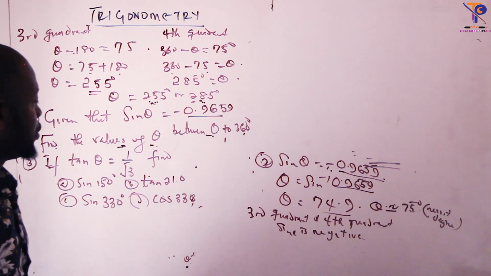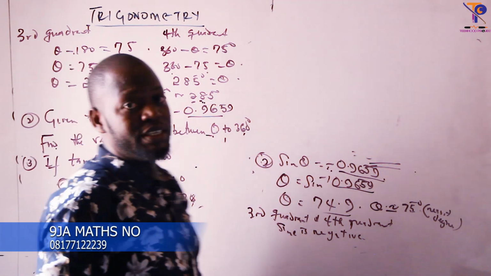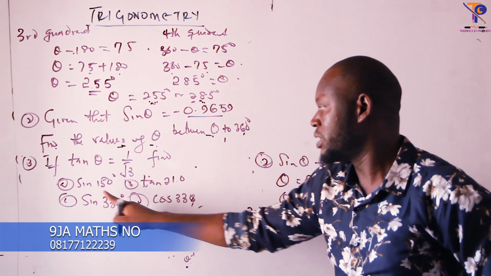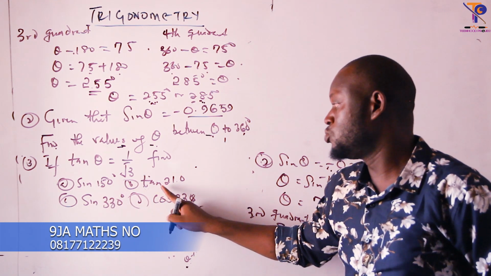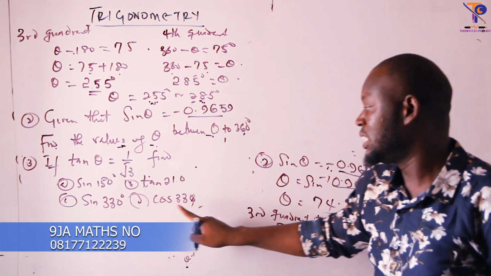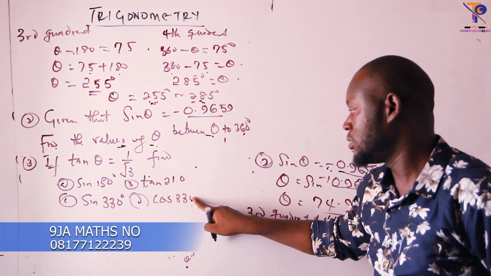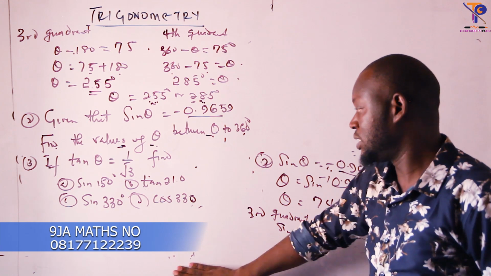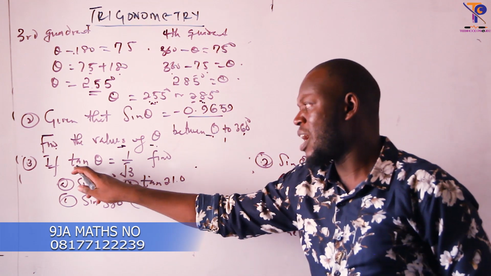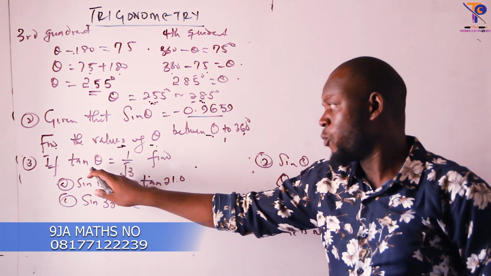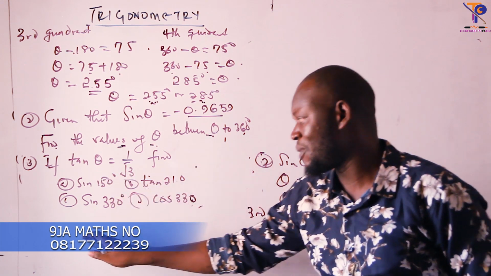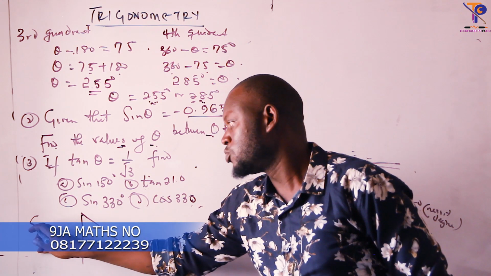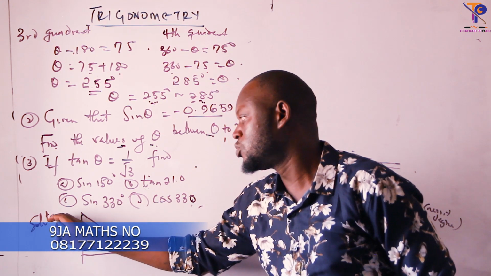Okay. So if tan theta is equal to 1/√3, we are looking for sine 150, tan 210, sine 330, cos 330. This is 330, please. We are looking for these answers. Don't forget we have done something like this before where we will be asked to find tan theta. Don't forget we drew, so we are going to draw again.